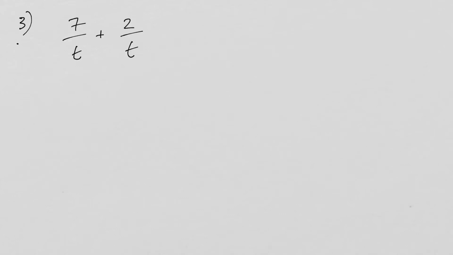Day 13. Okay, so we have two fractions. We already have a common denominator, so we can combine them into a single fraction. And so we get 9 over t.